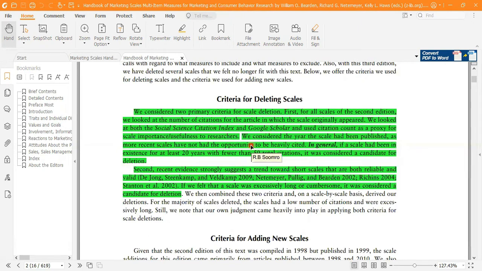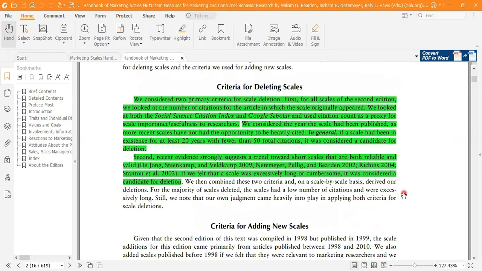And then there is another one that we consider here. A recent evidence strongly suggests a trend towards short scales. So nowadays people are preferring short scales instead of long scales. So those that are short scales have been considered for inclusion in this book.